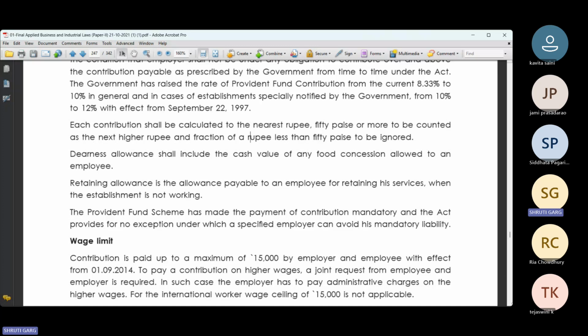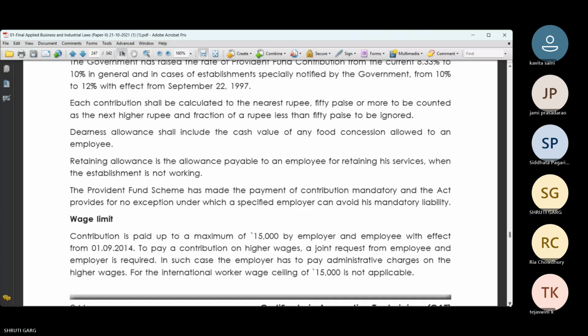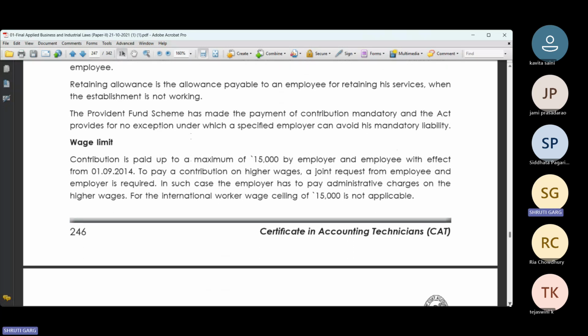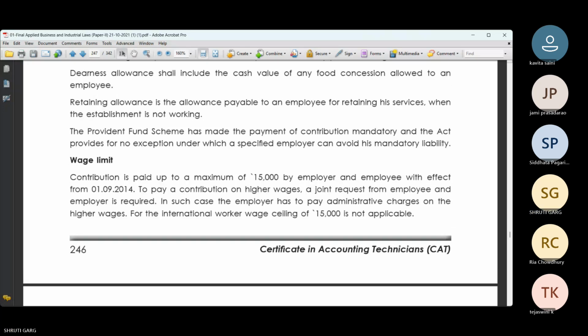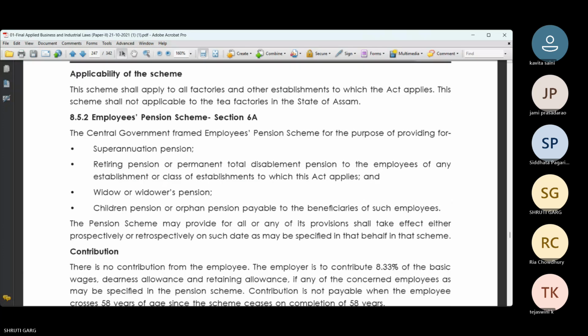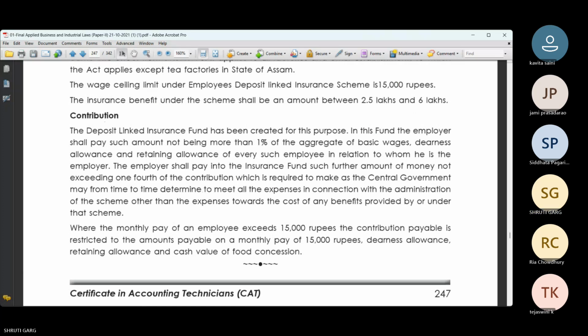Wage limit. What should be the wage limit for applicability of this act? 15,000. Contribution is paid when the employer and employee mutually agree, and the limit is 15,000. To pay contribution on higher wages, a joint request from employee and employer is required. In such a case, the employer has to pay administrative charges on the higher wages. For an international worker, the wage ceiling of 15,000 is not applicable. Clear? Any question?